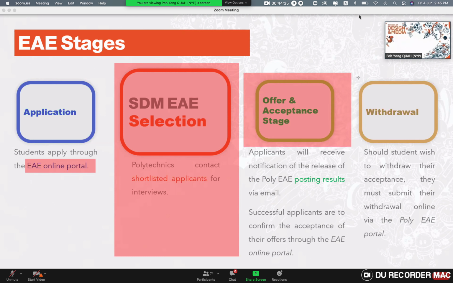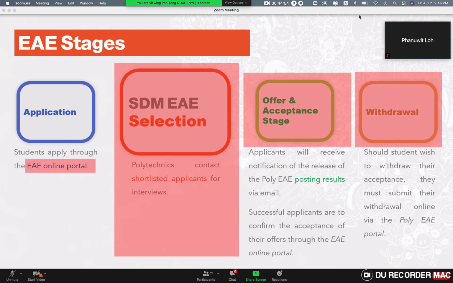In the past, we still had students who, after accepting the offer, felt that they didn't like it and turned down the offer. This is the stage where they can withdraw. Any questions so far? Stop me if you have a question.